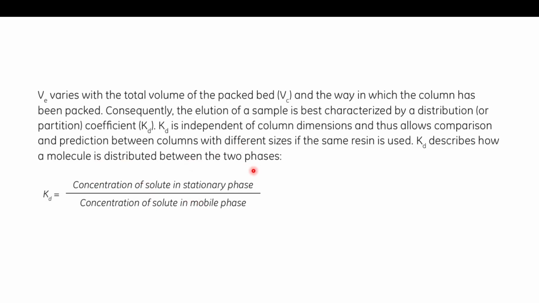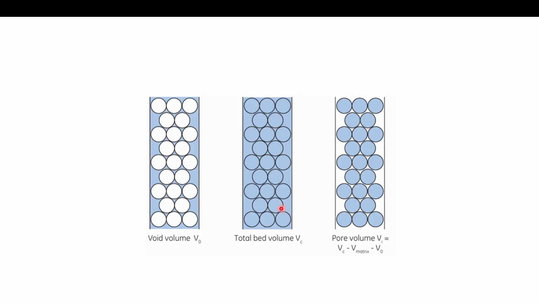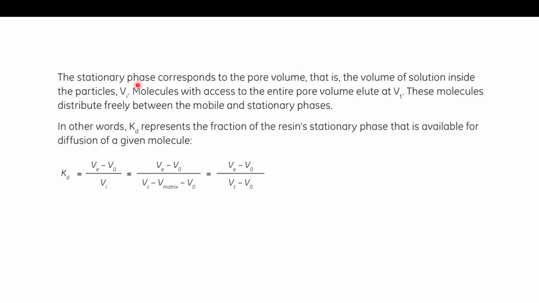The distribution coefficient, or partition coefficient, of a molecule distributed between the two phases, the mobile phase and the stationary phase or matrix, is denoted as the concentration of the solute in the stationary phase divided by the concentration of the solute in the mobile phase. The stationary phase of the matrix or resin actually corresponds to the pore volume. Not the void space, not the void volume. We are not talking about the void volume here. So the stationary phase corresponds to the pore volume, that is, the volume of solution inside the particles or pores that make up your chromatographic resin.